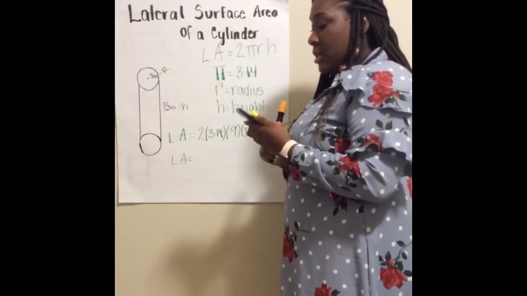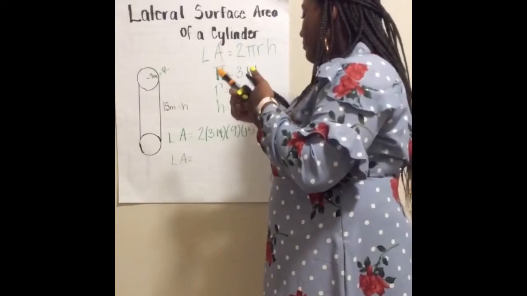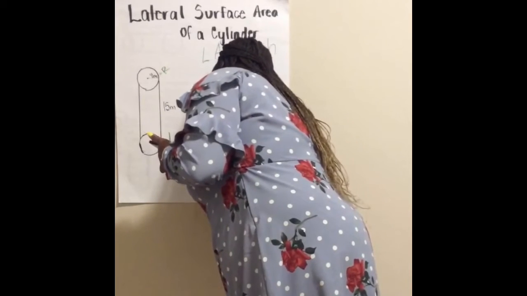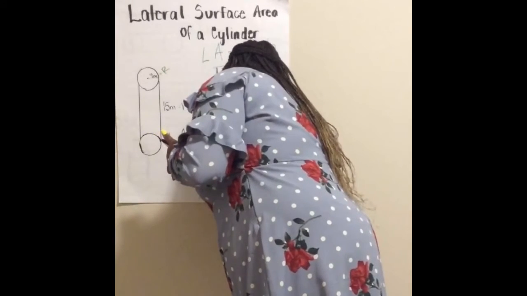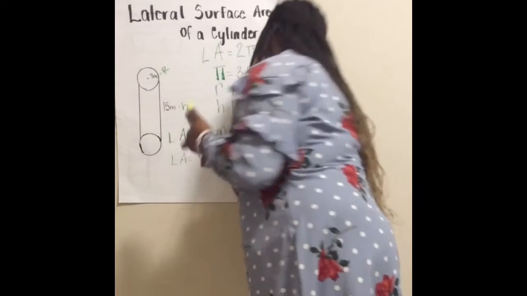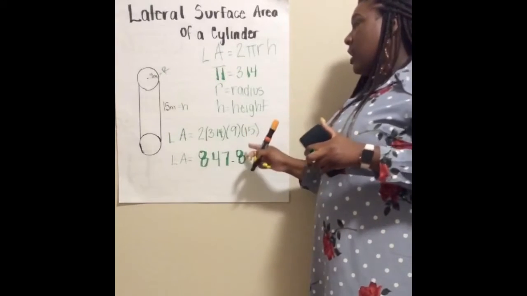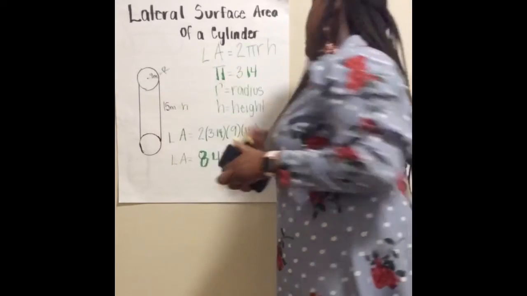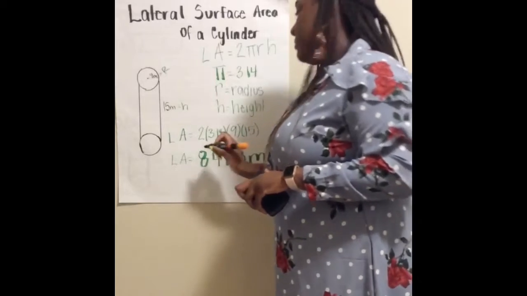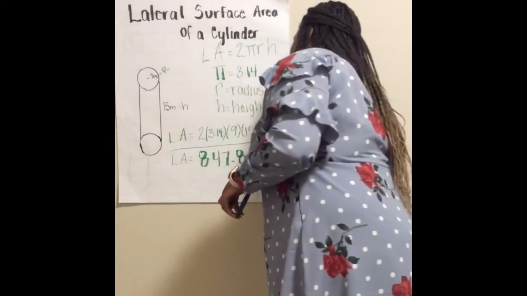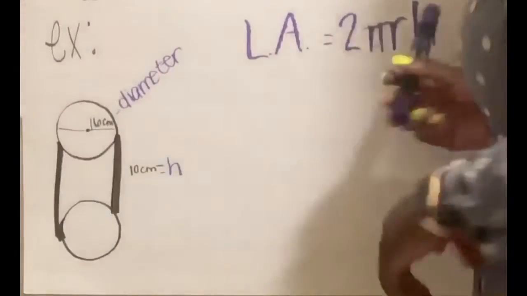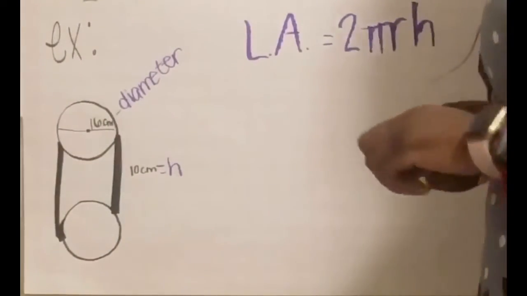Okay? So when you multiply that out, you should have got 847.8. Okay? Don't forget your units. We used M. We're going to continue to use M. That is our final answer. So we wrote our formula. LA equals 2 pi RH.